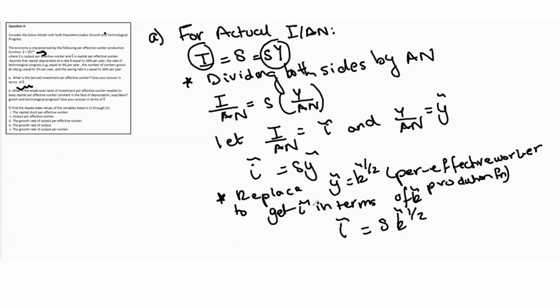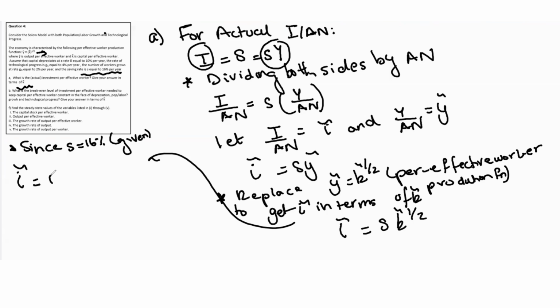Now, since we're given that the savings rate s is 16%, we can write investment per effective worker as 0.16 times capital per effective worker to the power 1 by 2. In this way, we can write our actual investment per effective worker in terms of capital per effective worker. So that's the first part.